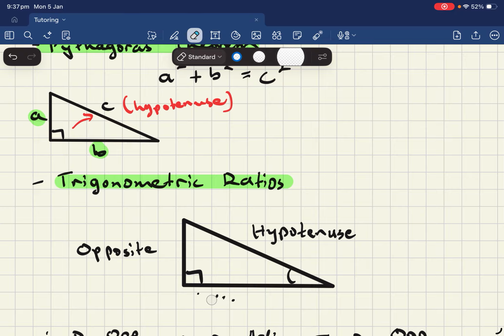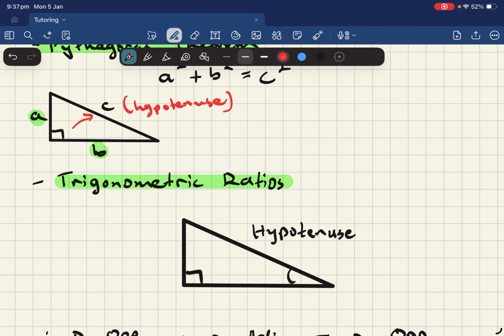So if I was looking at this angle instead, if I was thinking in terms of this angle theta, my opposite and adjacent change. My adjacent, the side next to my angle, is here now. And the side that's opposite to my angle is this one down the bottom. So it's all relative to the angle that I've been given.